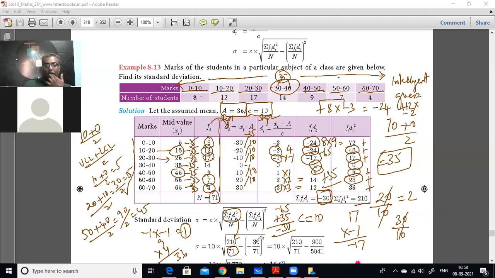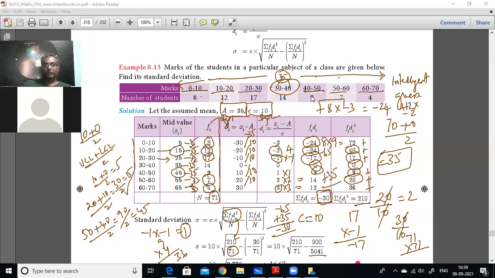Once you do 30 into 30, and 71 into 71. How much is 71 into 71? It is 5041. And 30 into 30, minus 30 into minus 30, is 900. So 900 and 5041 you have to do.